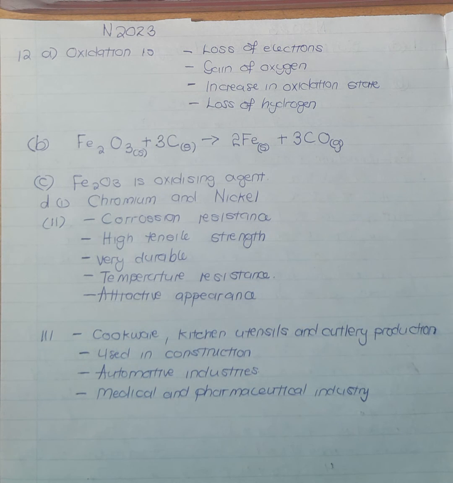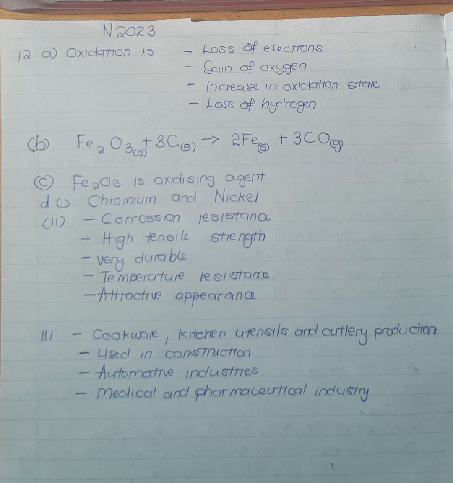And then on part C, we're supposed to identify the oxidizing agent in the reaction. Iron 3 oxide is going to be the oxidizing agent. When we are saying oxidizing agent, it is the one that causes other elements to become oxidized. So iron 3 oxide is going to donate oxygen to carbon for us to have carbon monoxide.